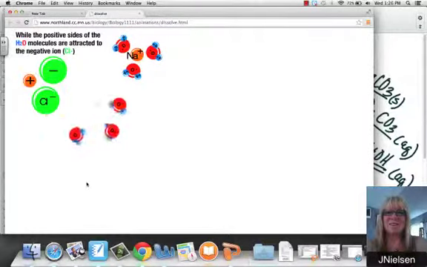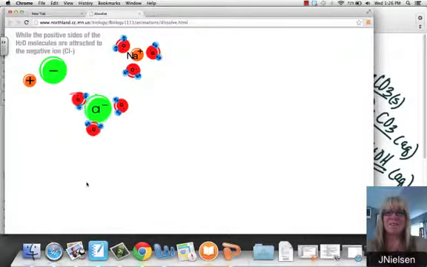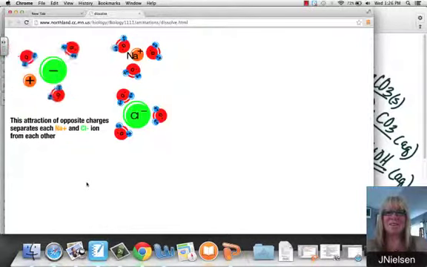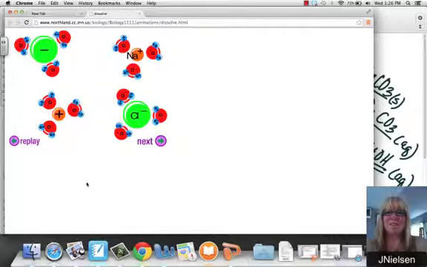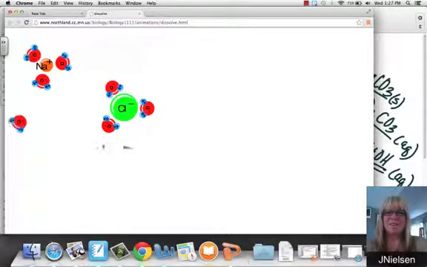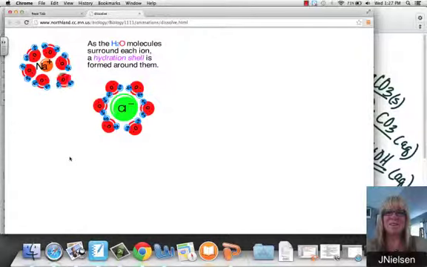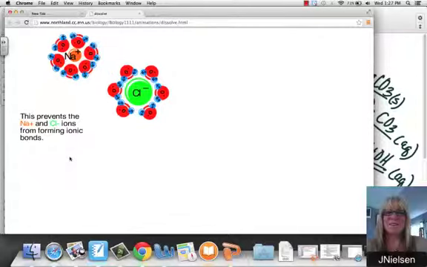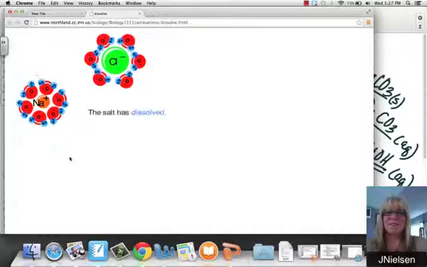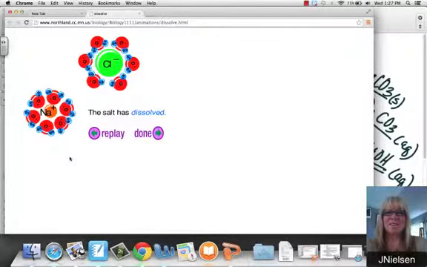And this is what I showed you before. The water is polar, so the Cl is attracted to the H side of the molecule, and the oxygens are attracted to the Na side of the molecule. As the water molecules surround each ion, a hydration shell is formed around them. This prevents the sodium and chlorine ions from reforming into an ionic compound.